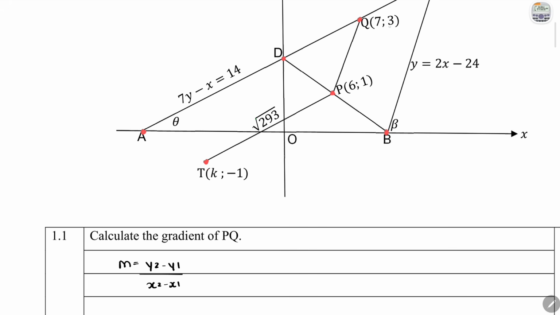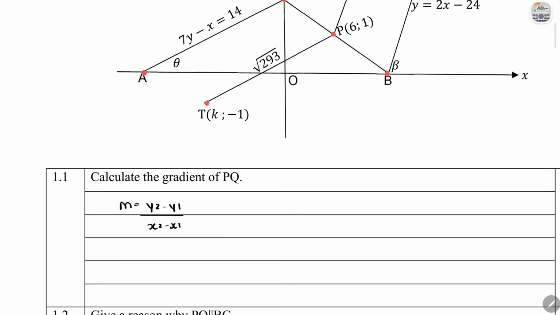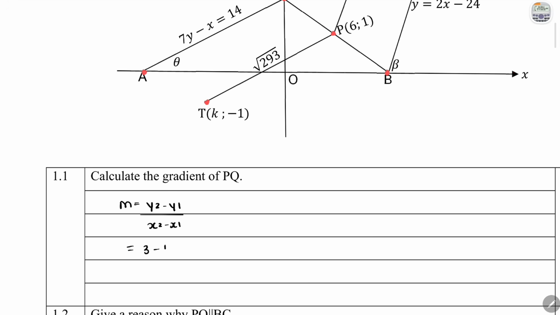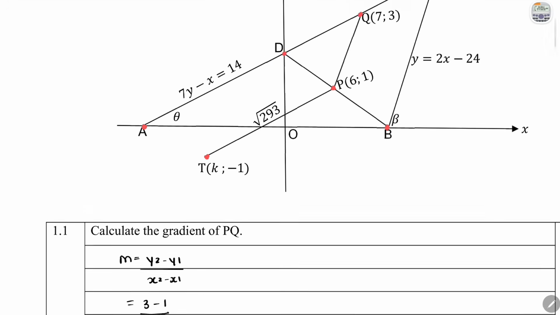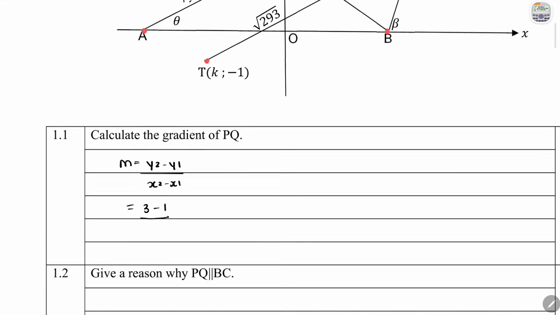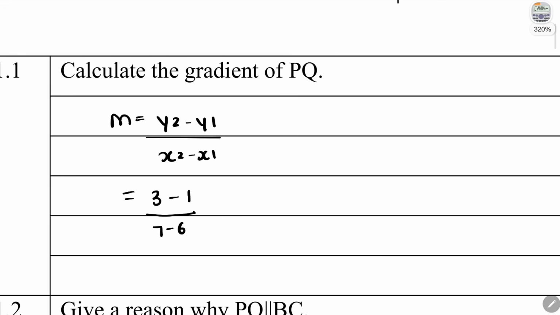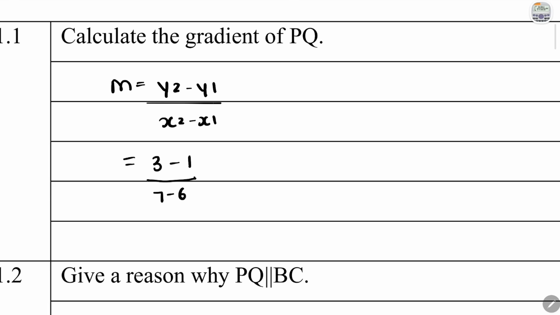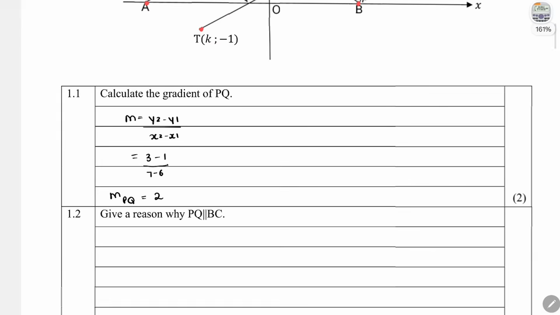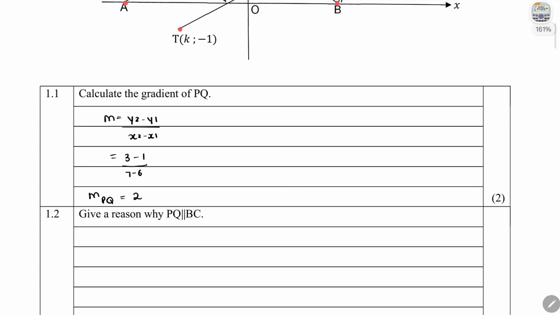So that is y2 minus y1, that's 3 minus 1, all over 7 minus 6. Okay, 7 minus 6 is already 1. So 3 minus 1 is 2. So the gradient of line PQ is simply equal to 2. And that is our answer. Moving on to the next question.